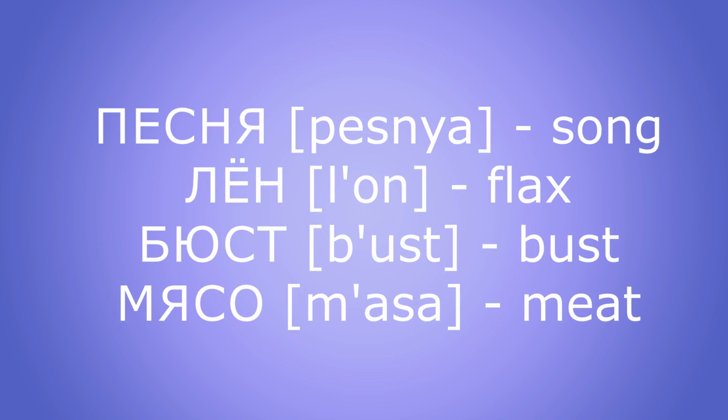Some more examples. Песня, p and ye becomes пе. Песня is a song. Лен, flax. L and yo becomes лё. Bust, bust. B and u becomes бю. Мясо, meat. M and я becomes мя.